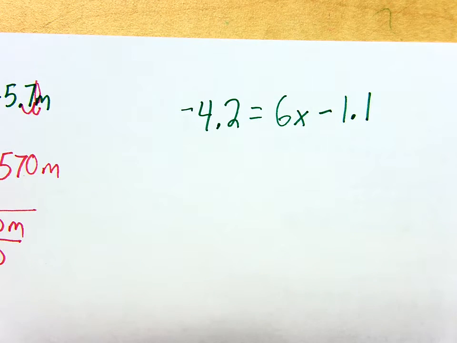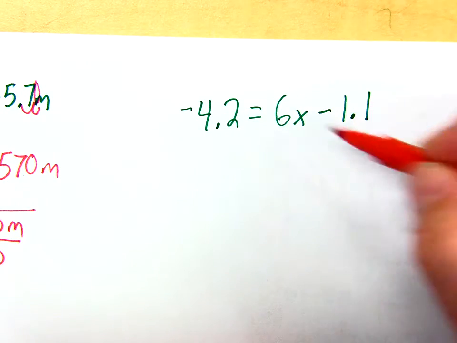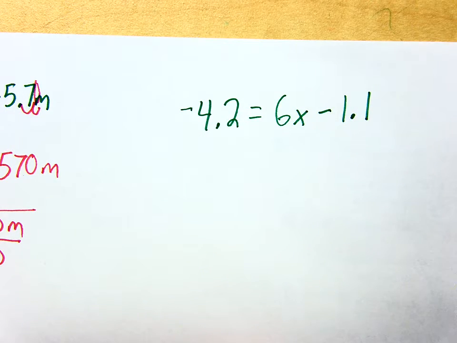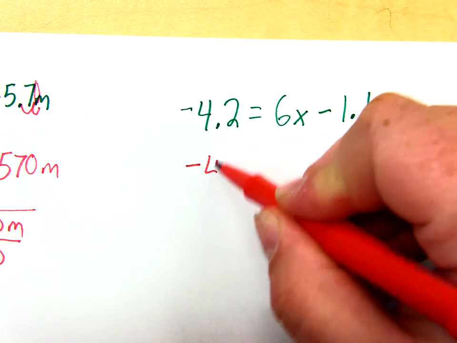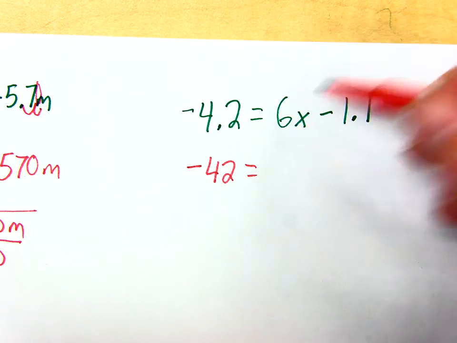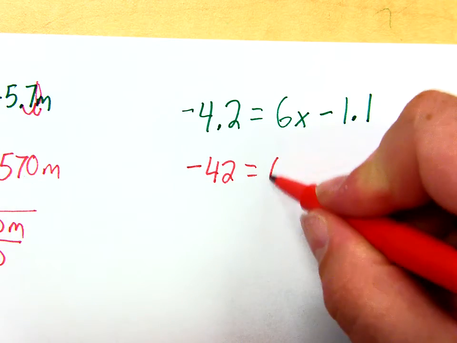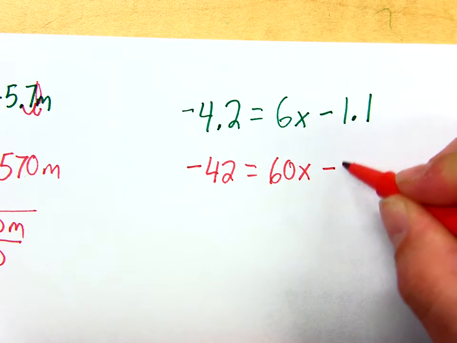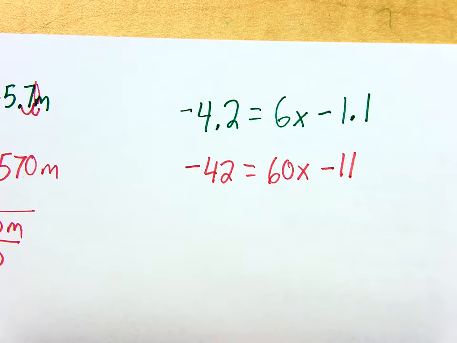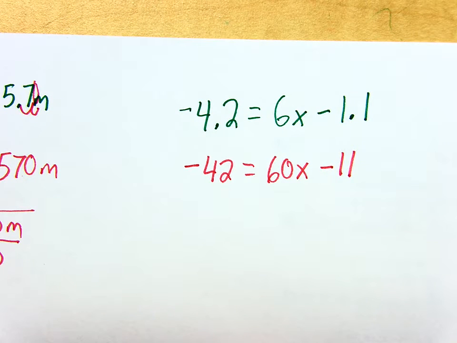So now, be careful, if I want to clear the decimals out, how many decimal places do I need to move my decimal? Just one. The most I ever have is 1 decimal place. So I just have to move everybody's decimal place 1 to the right, which means I really have negative 42, but then this 6 turns into a what? 60. 60x minus 11. This is easier to deal with. Do you agree?